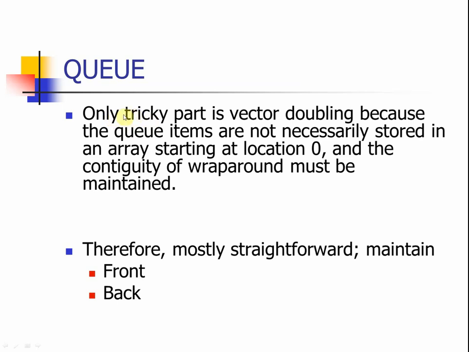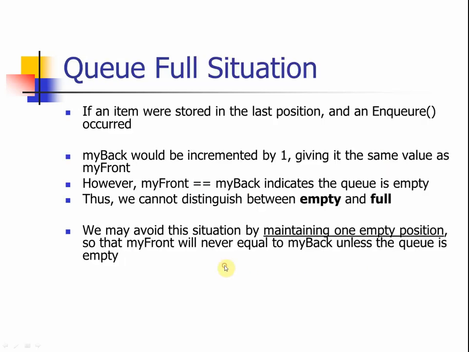Again, the only tricky part is the wraparound, because the queue items are stored in the array starting from index 0, and the continuity of the wraparound must be maintained. Therefore, the most straightforward approach is to maintain front and back. If an item was stored in the last position and the enqueue occurred, my back will increment by 1, giving the same value as my front. However, my front equal to my back indicates the queue is empty. So in this case, we will get confused. Either it's empty or it's full.